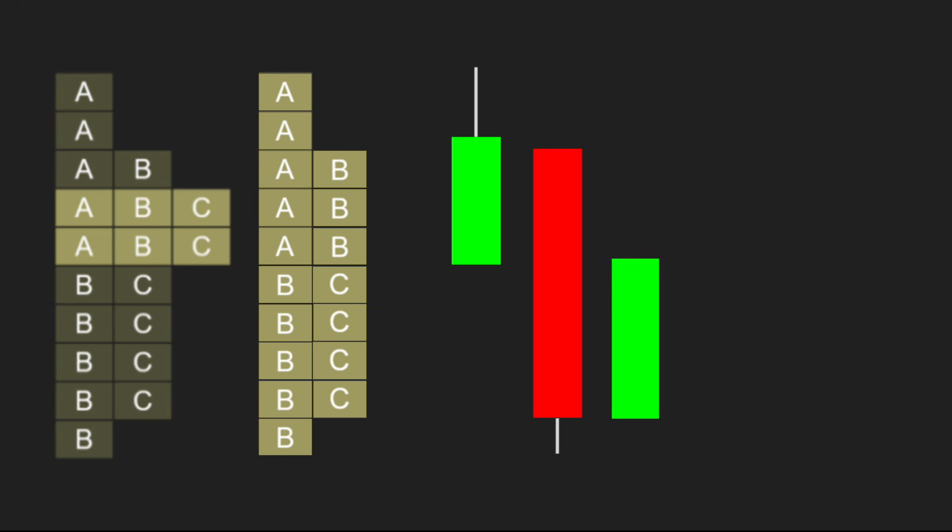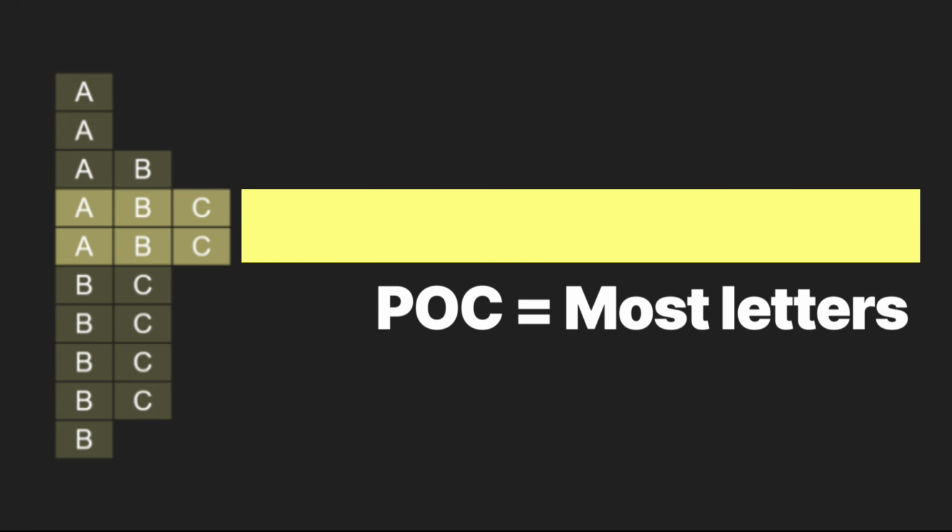As the process continues until all candles in the initial balance are completed, the price levels with the most letters will become the thickest areas on the TPO chart, and these are the POC.